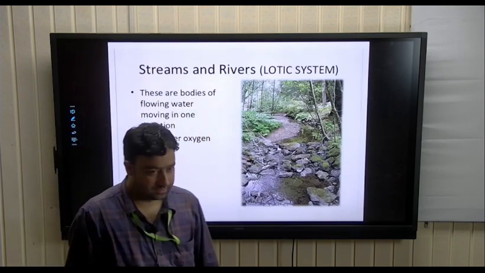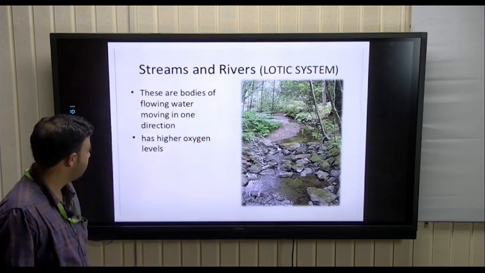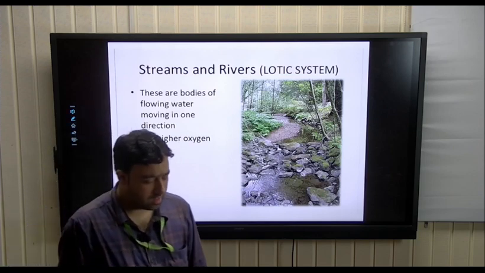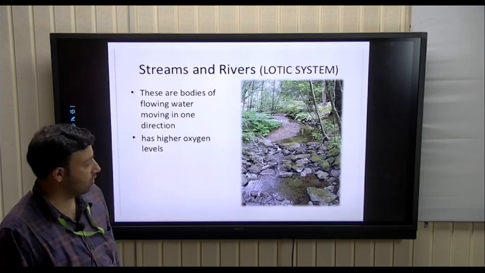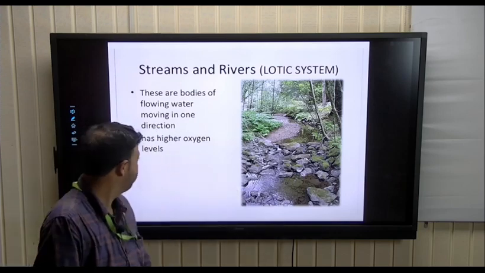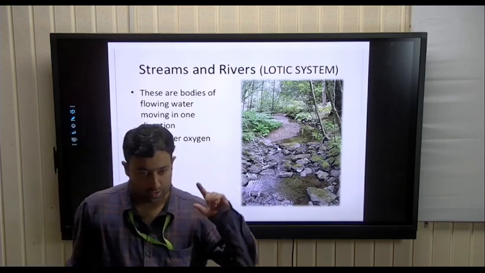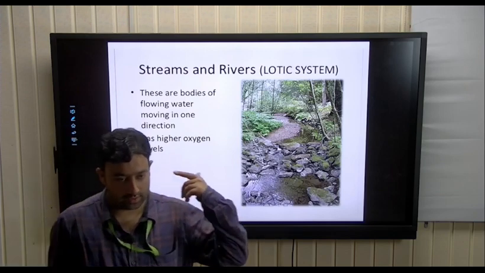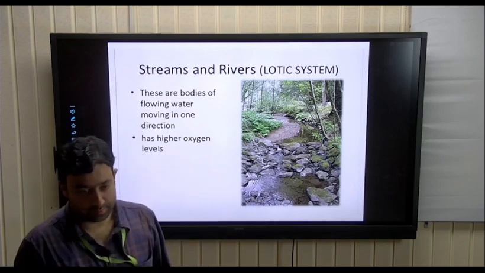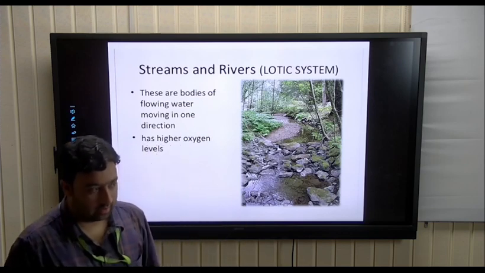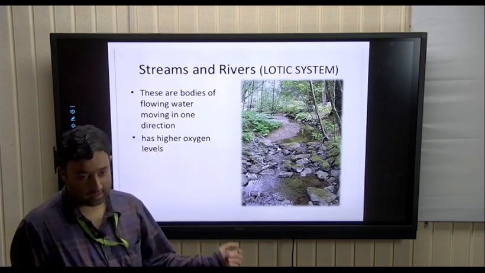Streams and rivers, the lotic system, are bodies of water which flow only in one direction. They have high oxygen levels because flowing water always has a high level of oxygen.